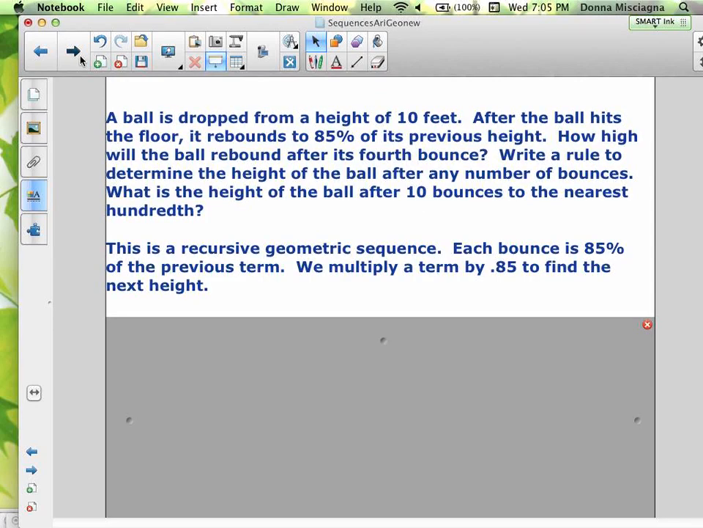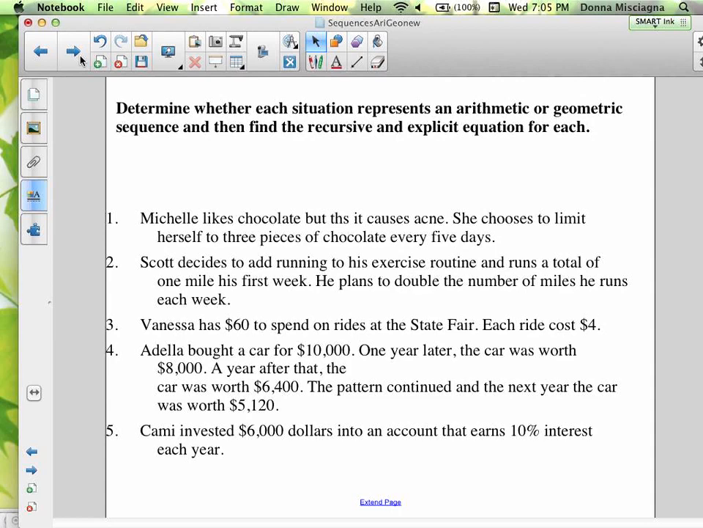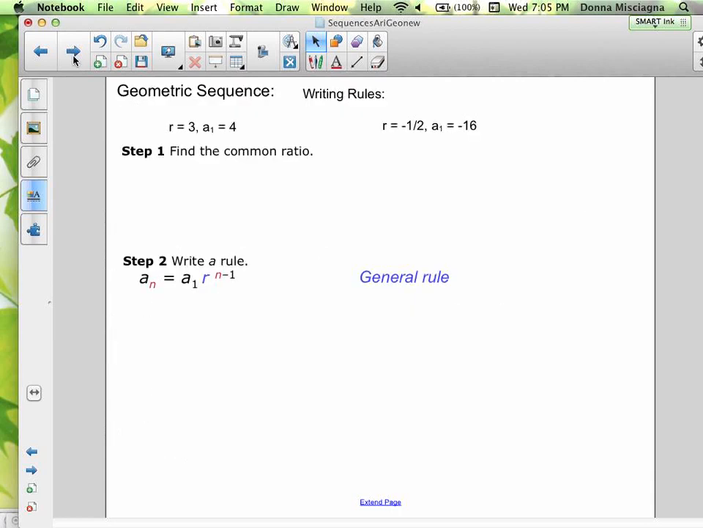I'm going to do this problem in class, and I'm going to do a couple more with writing the rules. I'm going to do that one in class. We'll talk about that. Let's do a couple more with writing the rules.